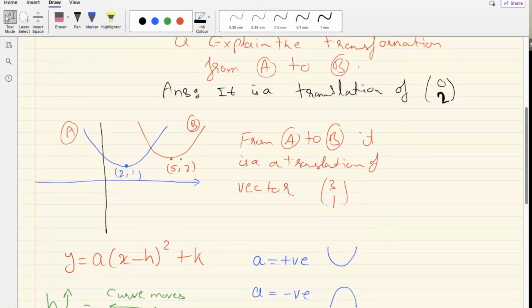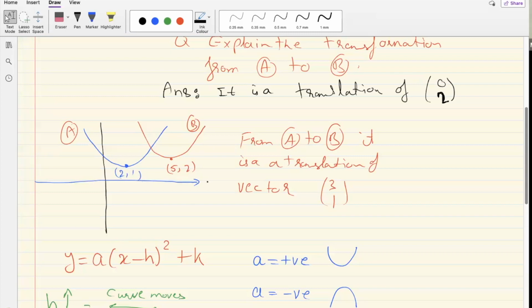If you look at this example in blue and red, it moved from 2 to 5. So basically the value of h was decreased and the curve moved towards right. And it moved from 1 to 2. That means the value of k was increased. So the curve moved upwards.